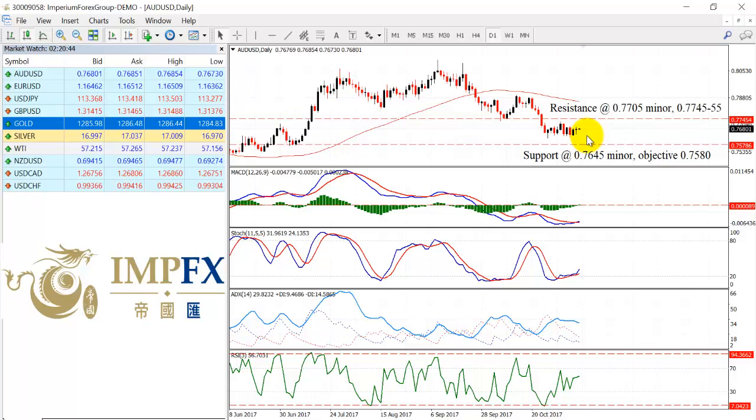Today we do have the RBA publishing its monetary policy statement, and the market may actually find a little bit of negative sentiment if the report is more on the dovish side. However, if it's a little bit hawkish, which is very, very unlikely, then we could see an impulse towards the top side.